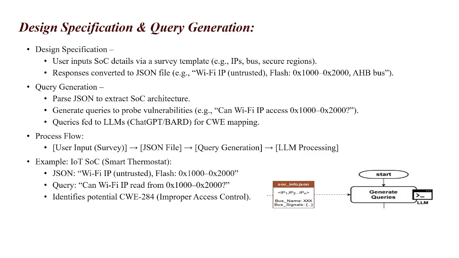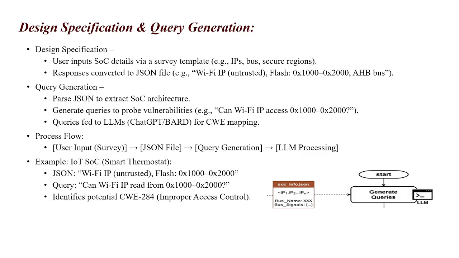For example, the user might specify the Wi-Fi IP is untrusted, flash is mapped from 1000 to 2000, and it uses an AHB bus. We could see a JSON response for this later in the slide. So now, if we move to the query generation, the framework passes this JSON file to the model, which understands the structure of the SoC and the IP, which has the IP, the privilege levels, and the memory regions.